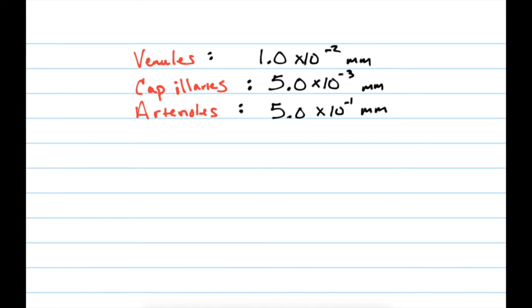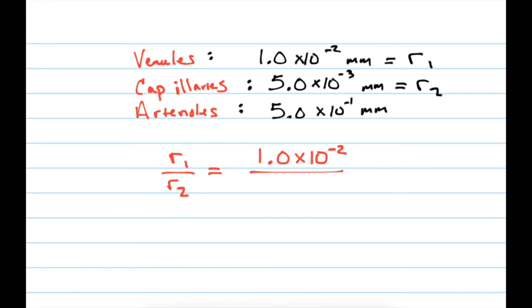Now they want me to let R1 be the radius of a venule. They want R2 to be the radius of a capillary, and they want to find the ratio of R1 to R2. So I'm going to take the radius of the venule, 1.0 times 10 to the negative 2, and divide by 5.0 times 10 to the negative 3. What do I get when I divide?